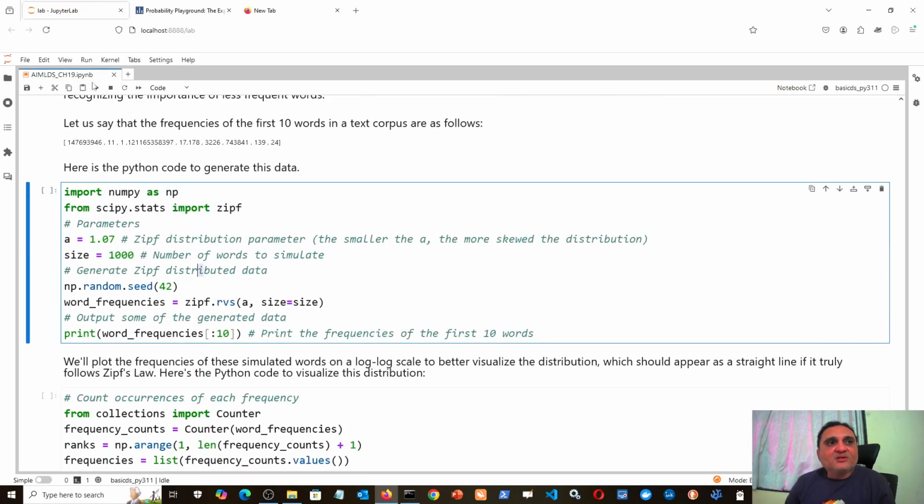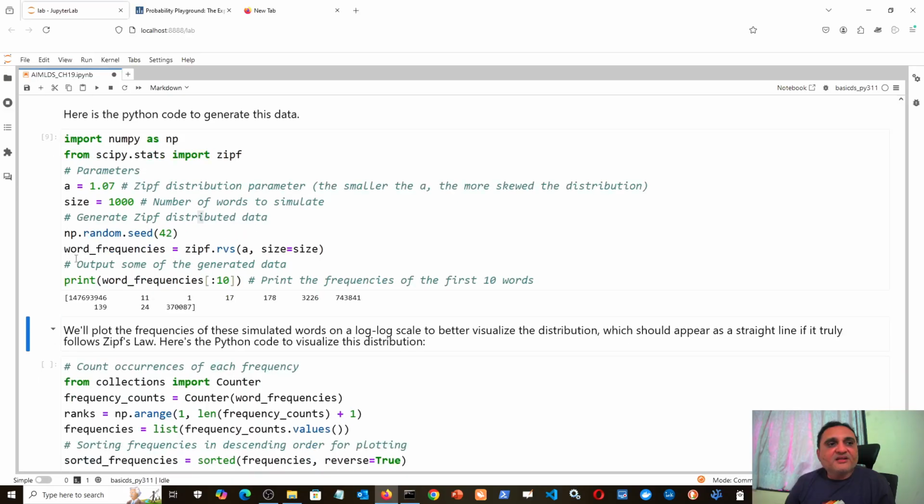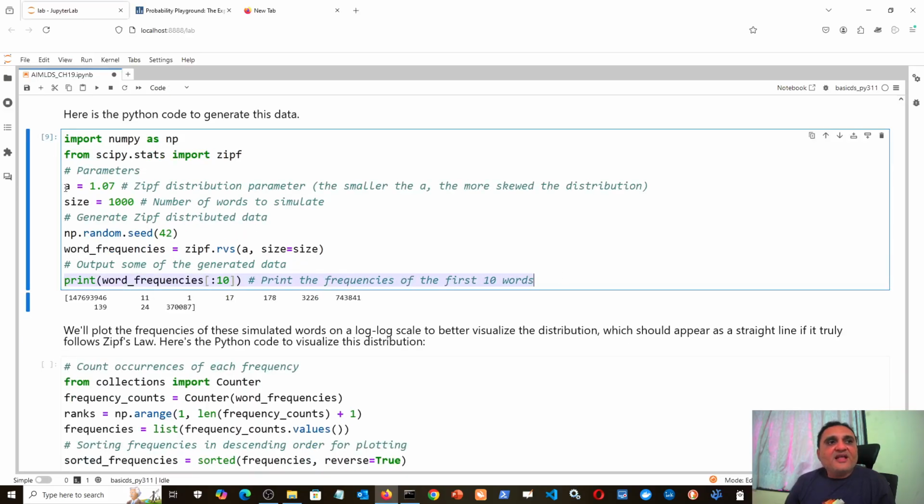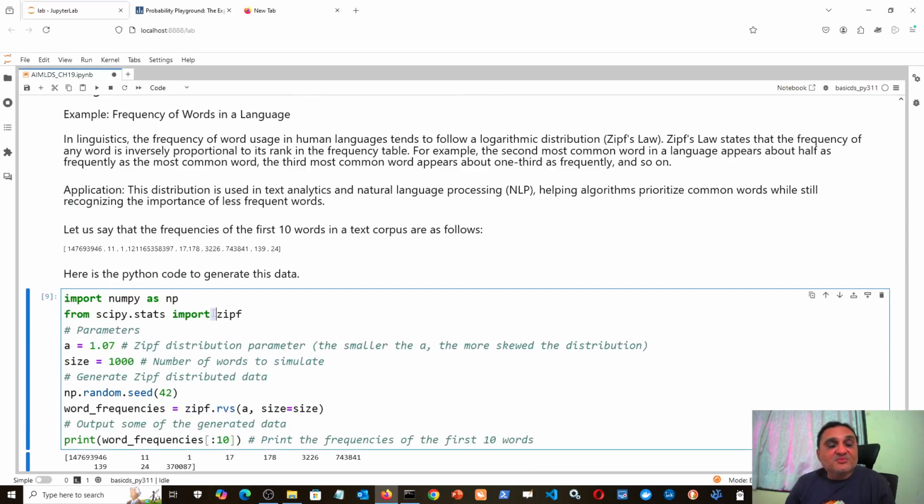Now here is the Python code to generate this logarithmic function. First, a is 1.07, that is called Zipf's parameter, the distribution parameter, and the size of the words to simulate is 1000. Again, I am using zipf.rvs. This is important. You can see that such a rare distribution is also available in Python. Of course, this time NumPy cannot give it, but you can use another library, scipy.stats, and it imports this zipf.